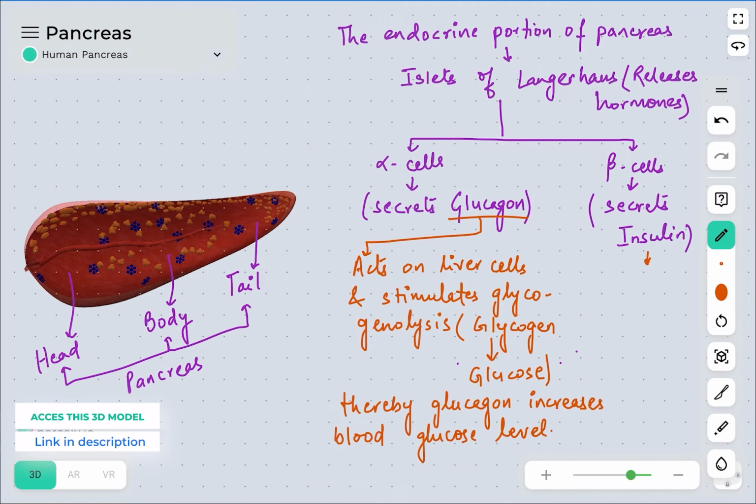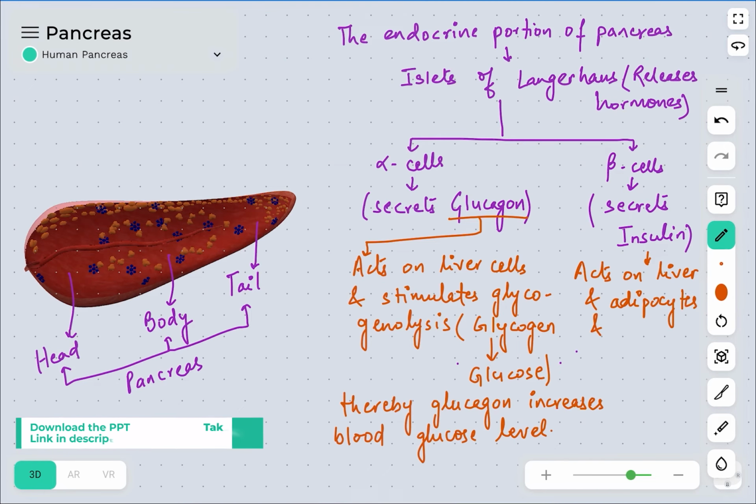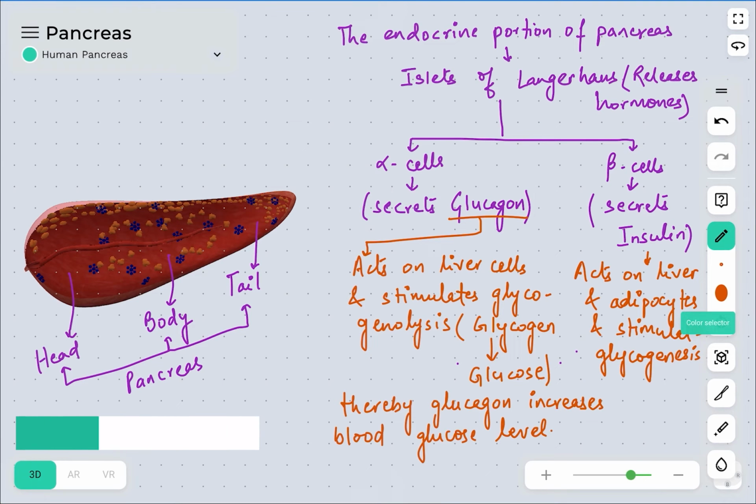On the other hand, insulin is completely antagonistic to glucagon. Insulin also acts on the liver cells and some cells of adipose tissues, and it enhances the uptake of cellular glucose and its utilization. So this is basically responsible for glycogenesis, which forms glycogen from glucose. So insulin acts on liver and adipocytes and stimulates glycogenesis. Mind you, these are two different processes. In glycogenesis there will be the formation of glycogen from glucose, so the blood glucose level will decrease.